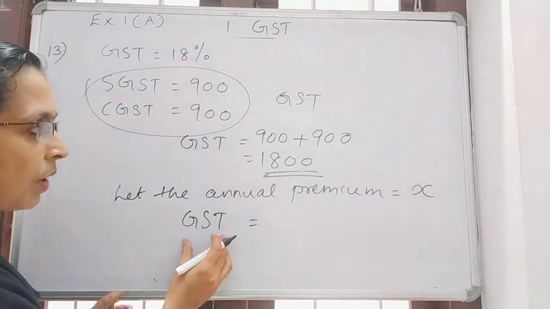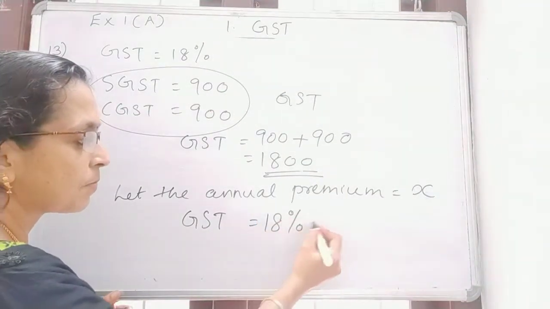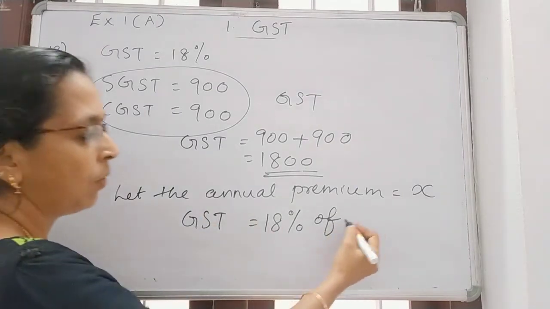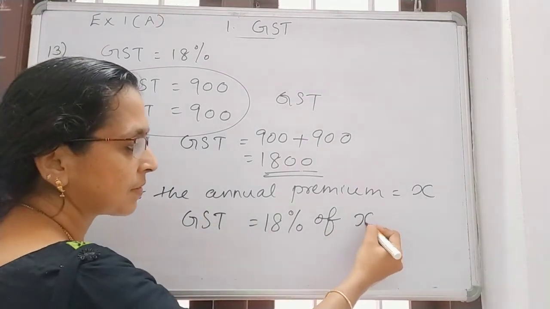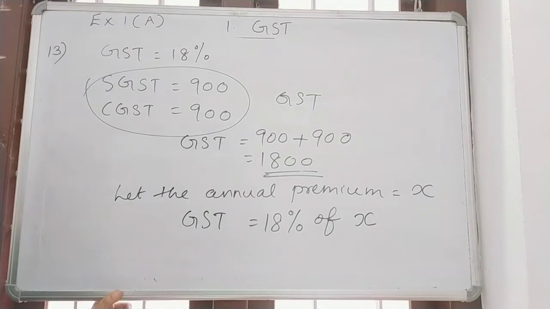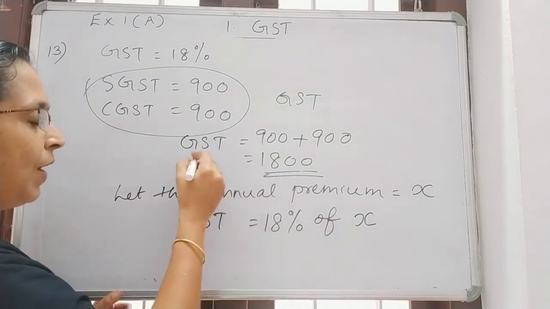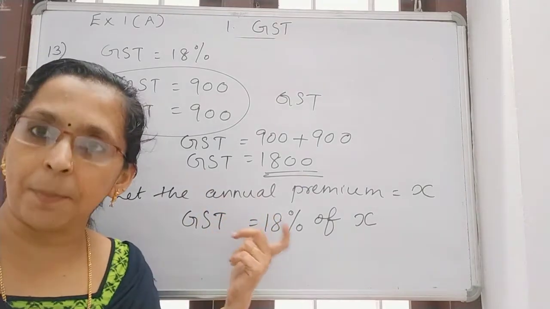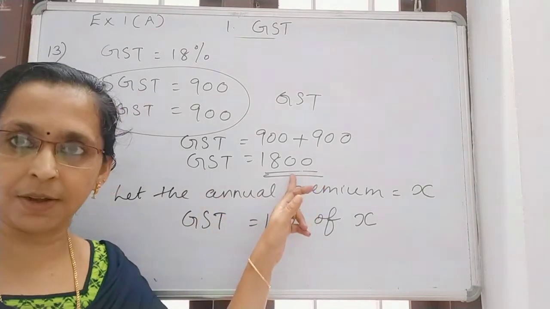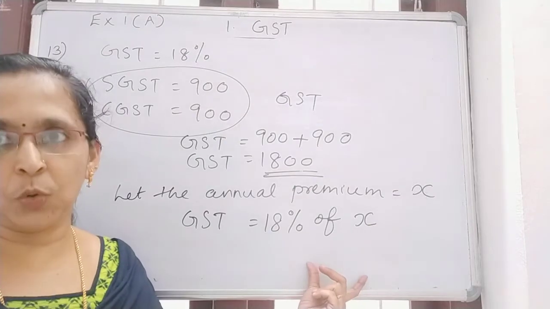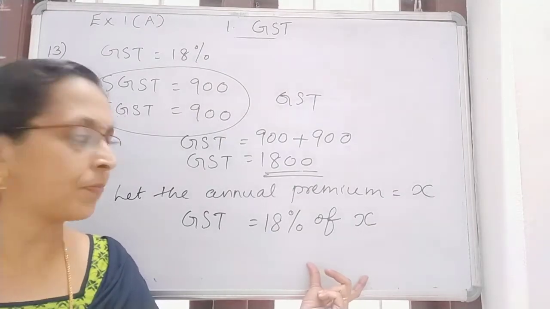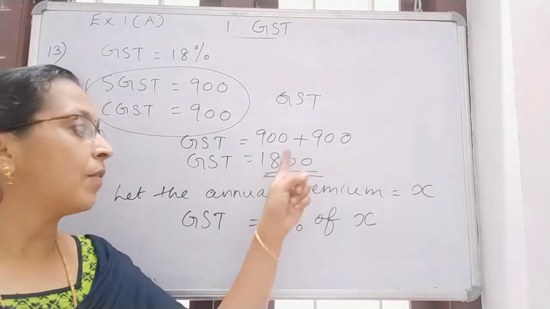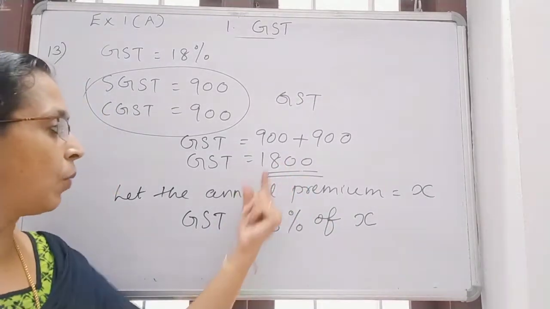Again, 18% GST is paying. We don't know the amount. So, 18% of X. We have GST. That amount we know. GST how much he is paying, that amount we know. That is 1800. But total amount we don't know. We want to find the premium amount. So, 18% of that amount is 1800. So, we can equate these two.